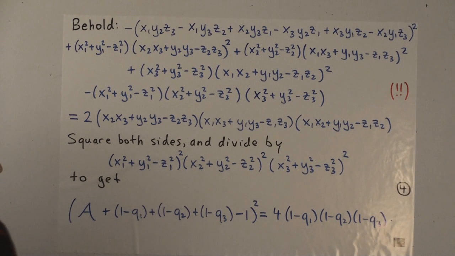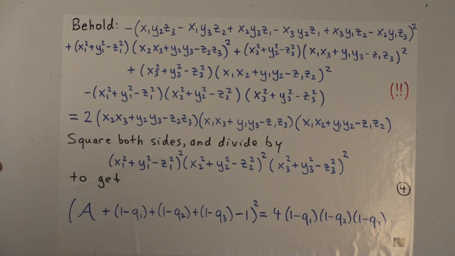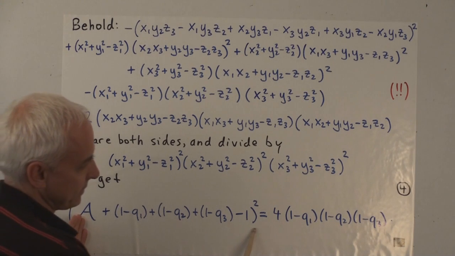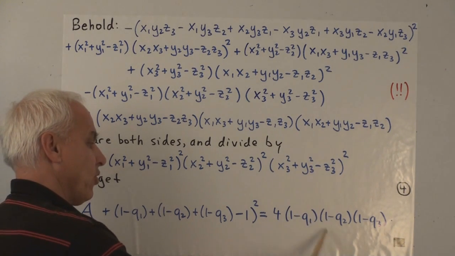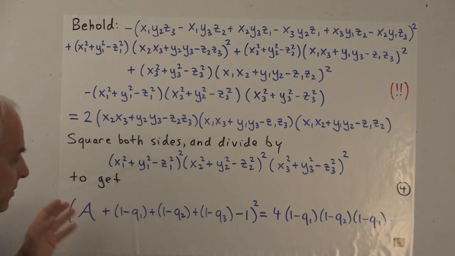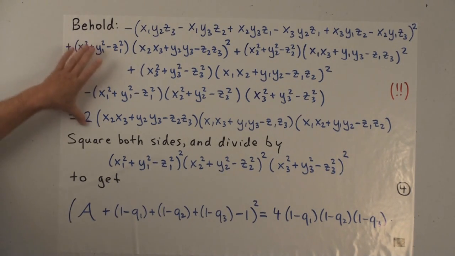How are we going to use it? Well, we're going to square both sides of this identity, and then we're going to divide by this. Okay, so remember, this is a little bit like the final thing that we're going to get. It's something squared equals 4 times (1 minus q1)(1 minus q2)(1 minus q3). So I claim that this is almost immediately what you get when you do this to this identity.